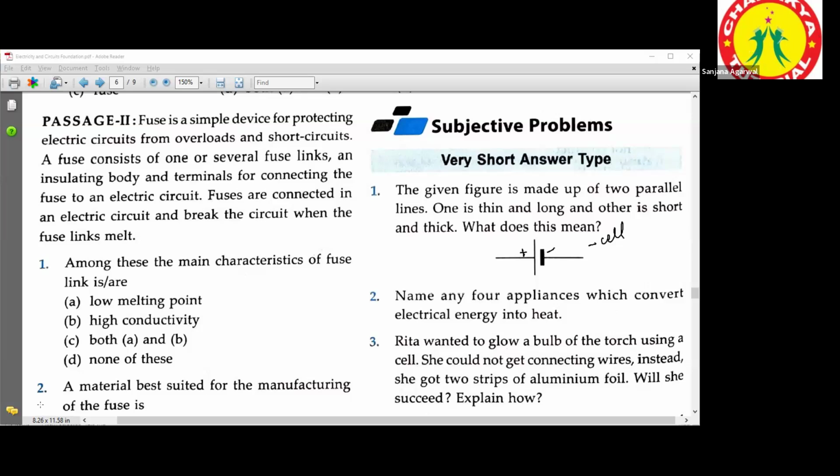Third, Rita wanted to blow a bulb of a torch using a cell. She could not get connecting wires. Instead, she got two strips of aluminum foil. Will she succeed? And if yes, then how? Think and answer.